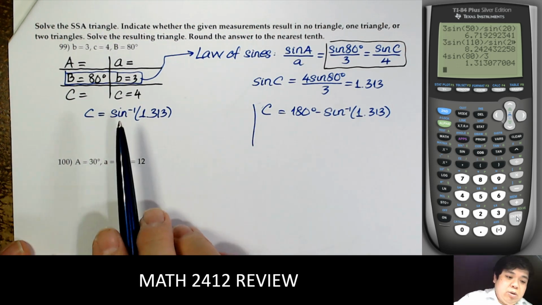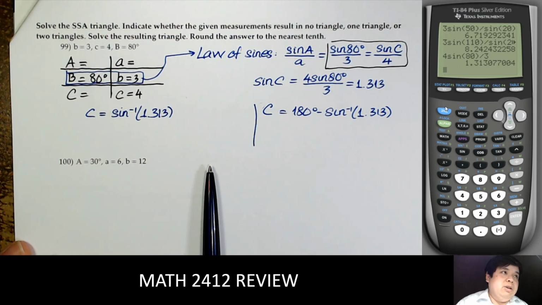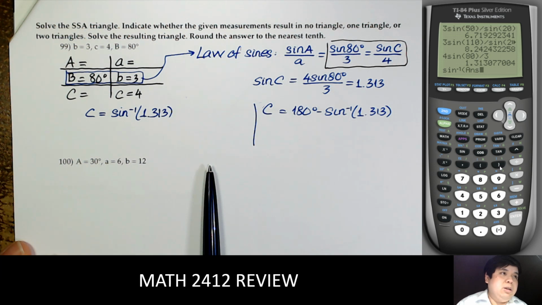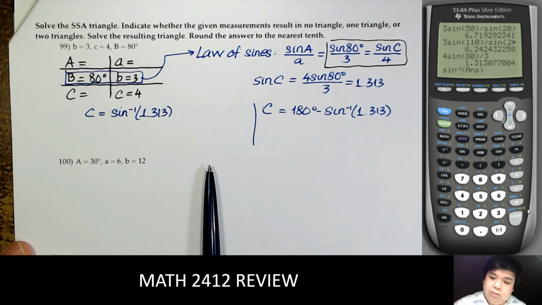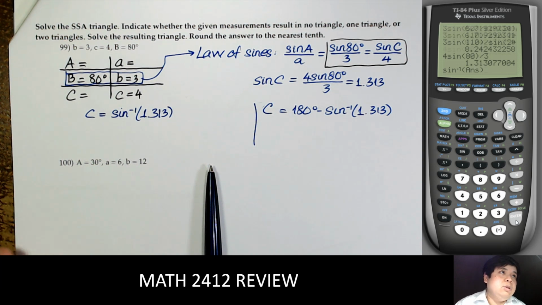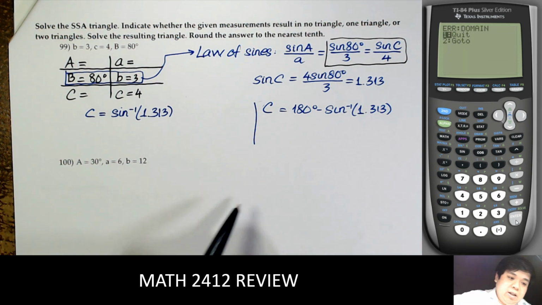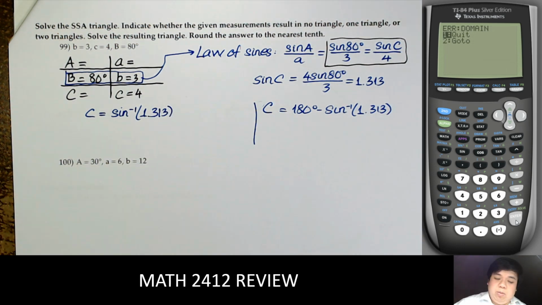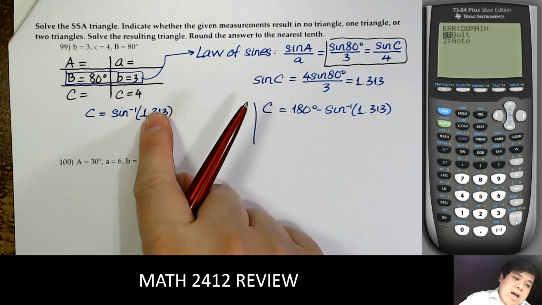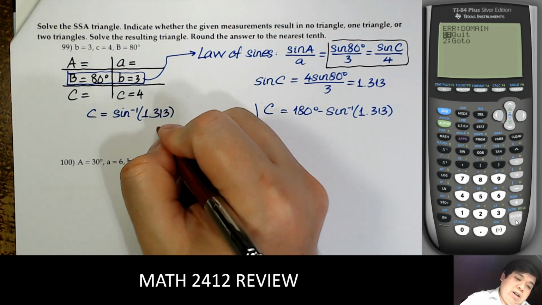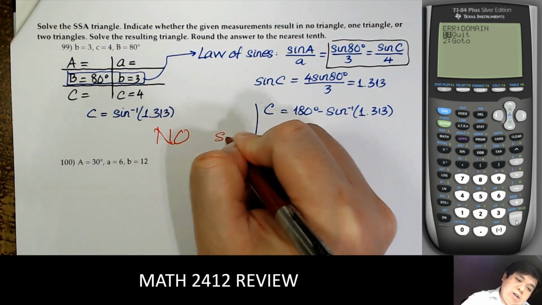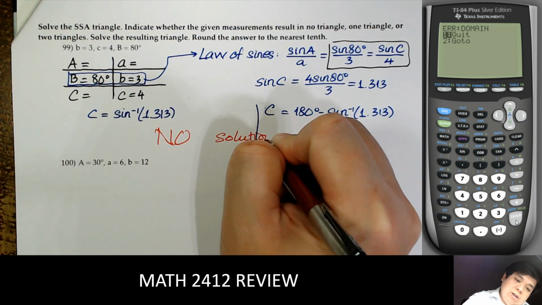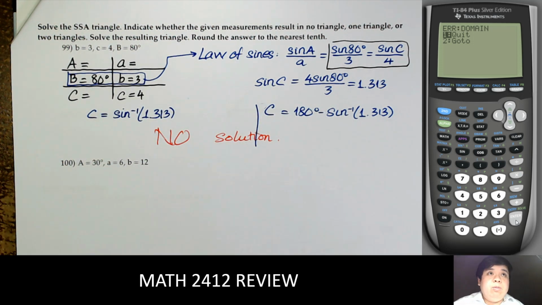Right. But if we put in the calculator sine inverse of that number, it is undefined because sine must be in between -1 and 1. So in this case, that one is undefined, that one is undefined. So we have no solution. So that's what we have on that one.